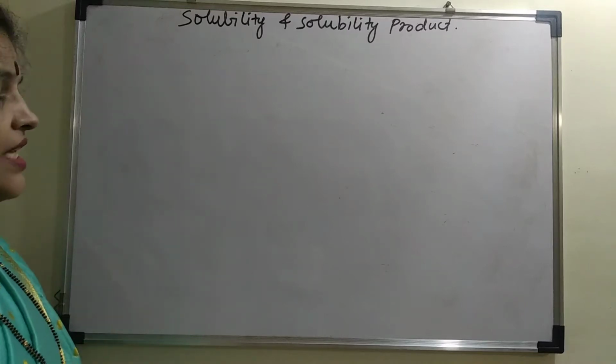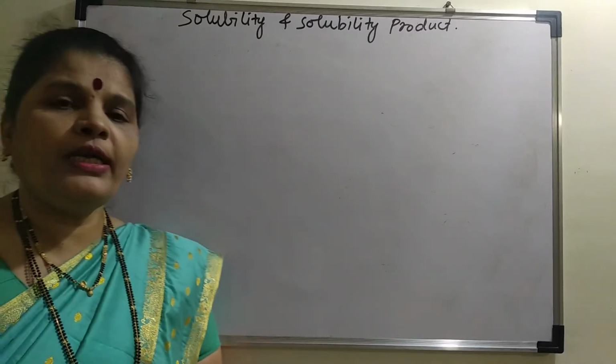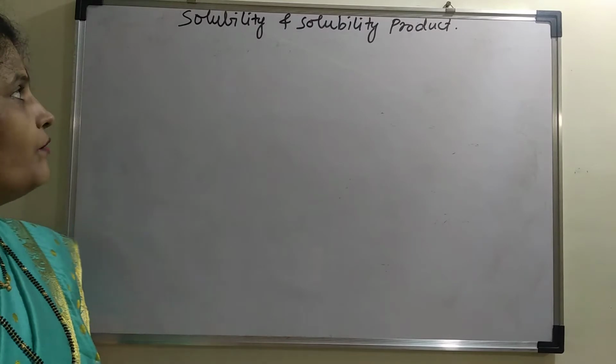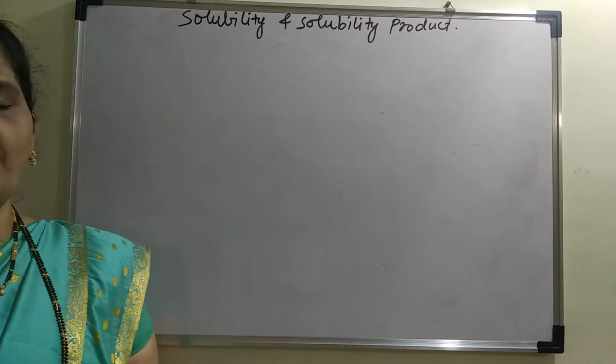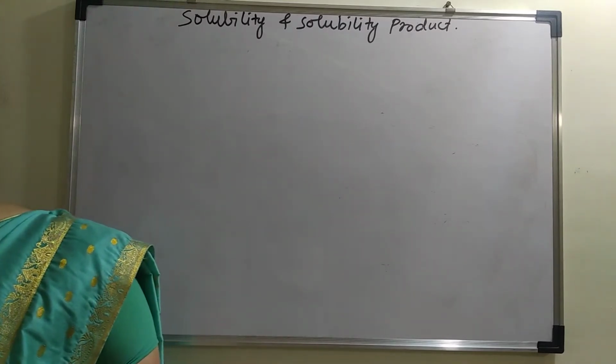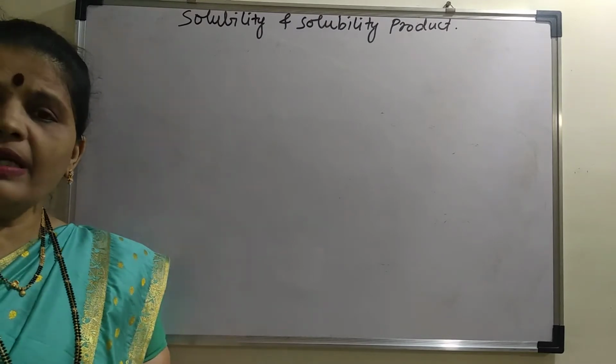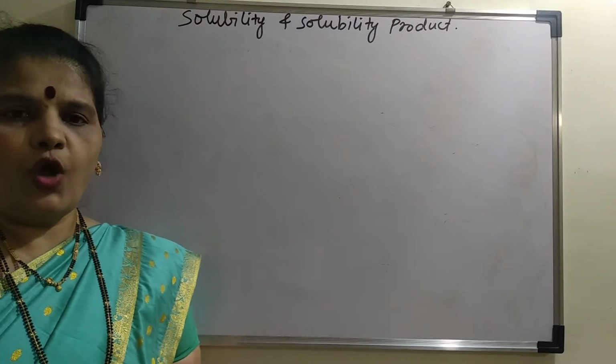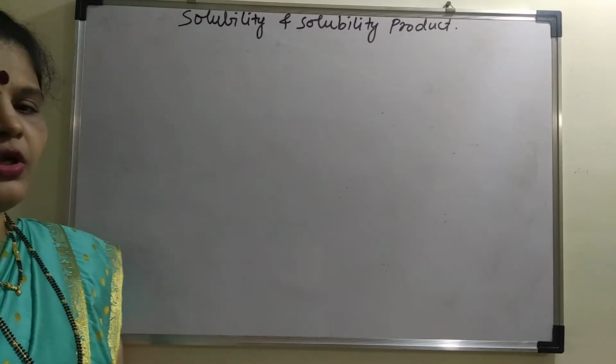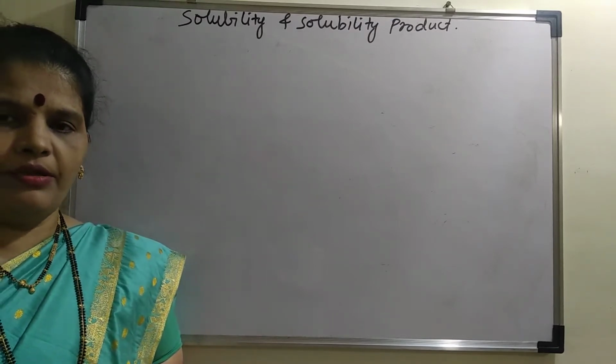In this video, we will see what is solubility and what is solubility product. And of course, what is the relation between solubility and solubility product. So students, you know that every solid substance has a definite solubility in a given solvent. And the solubility goes on increasing as the temperature increases.